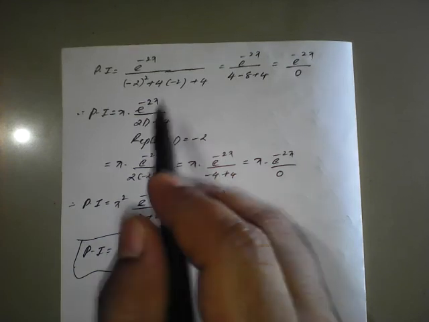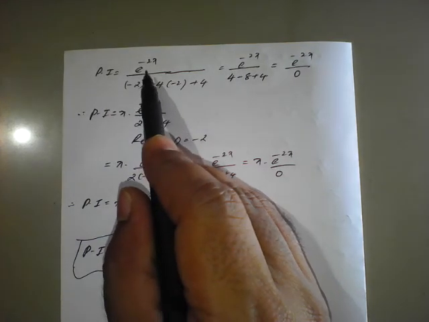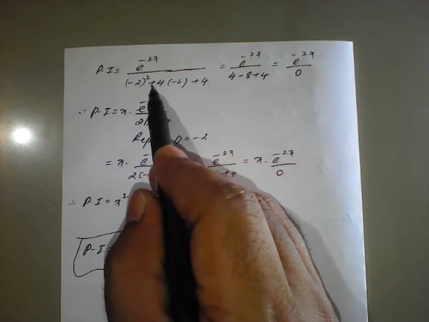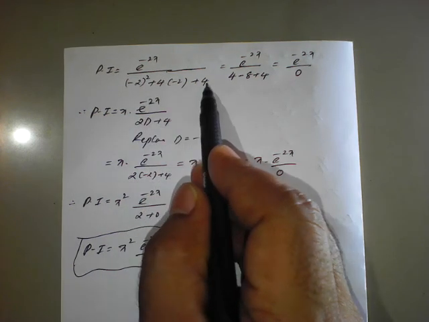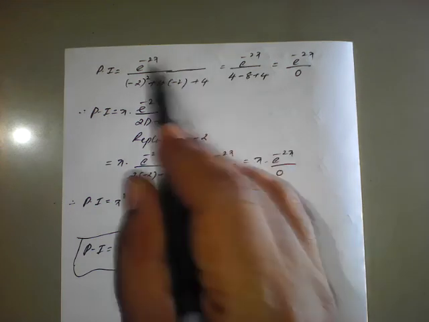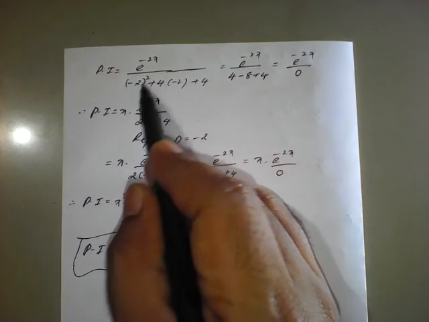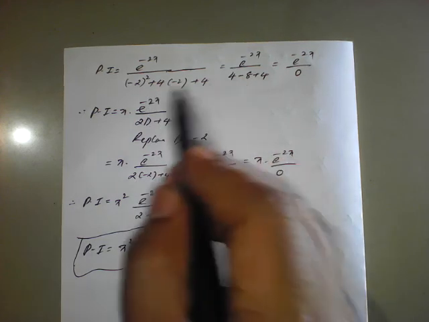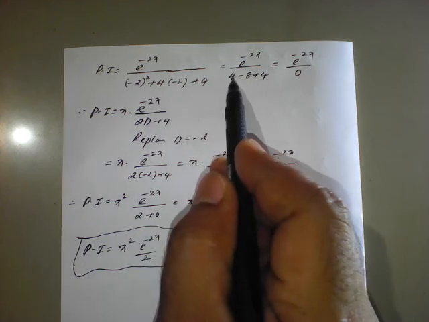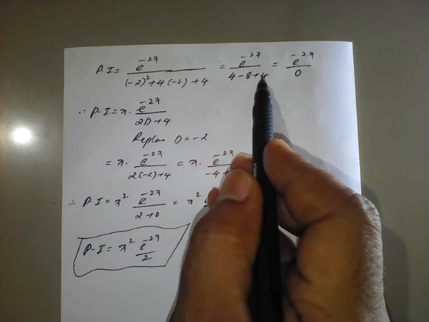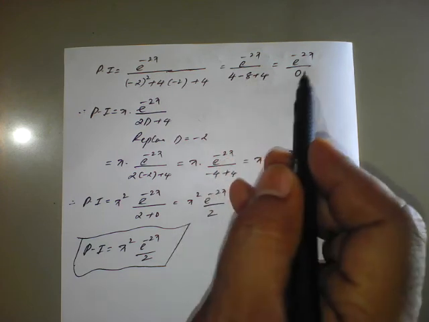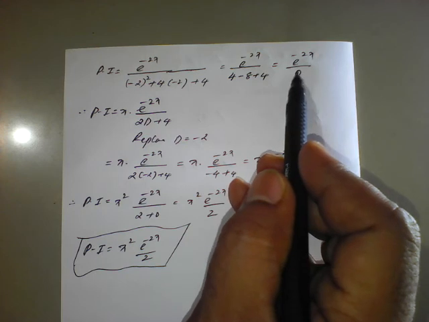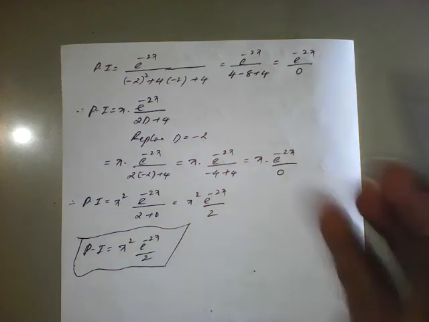So we replace D by minus 2: minus 2 square plus 4 times minus 2 plus 4, with e raised to minus 2x as it is. So minus 2 square is plus 4, plus into minus is minus, 4 twos are 8, plus 4. Plus 4 is plus 8 and minus 8. Now you can observe the denominator is turning to 0. If the denominator is turning 0, what are we supposed to do here?